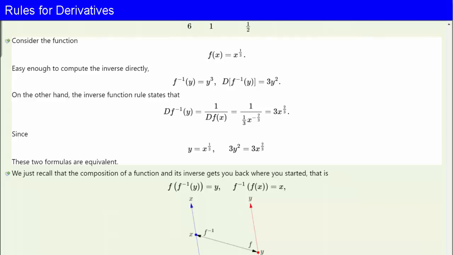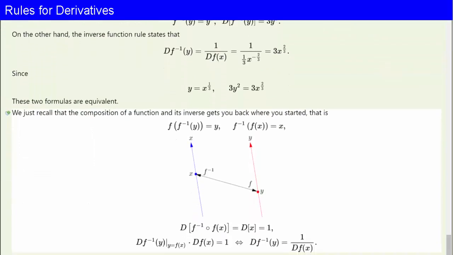On the other hand, the inverse function rule states that the derivative of f inverse at a point y is the reciprocal of the derivative of f at the preimage point x. And we know the derivative of f at any point is 1/3 x to the minus 2/3. That's in the denominator, so it comes up into the numerator, and we conclude that the derivative of f inverse at y is 3x to the 2/3, which looks a little confusing. But y equals x to the 1/3, so 3y squared is 3x to the 2/3. The two formulas are equivalent.